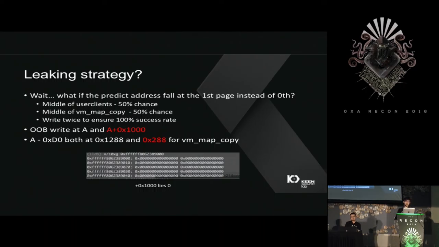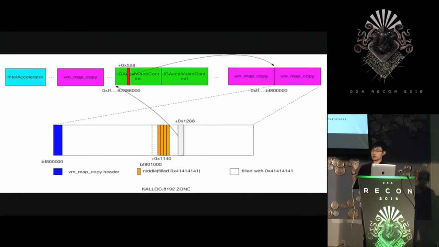And when we are preparing the content of the VMAP copy, we write the address both at 1288 and 1288 minus page size, that is 288. I think this can also be explained in the figure more clearly. This is the ideal situation, where at address A the IOSurface video context starts here, and at address B the VMAP copy starts here.